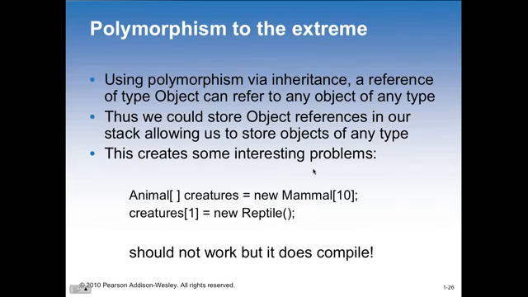This creates some interesting problems, and here's one. Animal creatures equal to new mammal 10, creatures 1 is equal to new reptile. That should not work, but it does compile, because objects are all equivalent. We're not going to get a type check error. And that's one of the interesting things we get, especially when we start implementing some of these structures in Java. If everything is of the object reference type, we're never going to get a compile error. Never going to have a problem. But the logic, going back to what I was saying about the logical part of it, might not actually work.